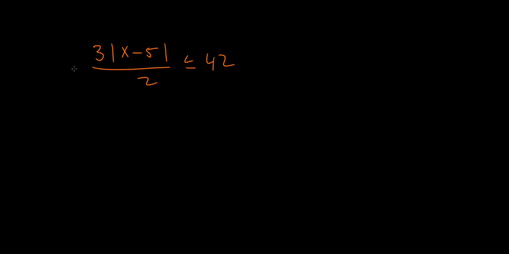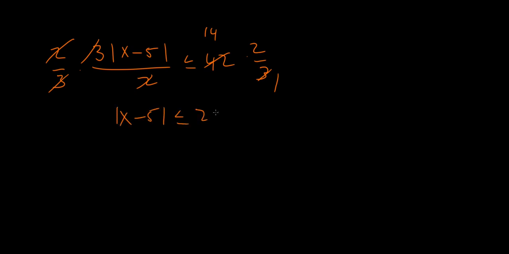We're going to multiply both sides by 2/3 just to get rid of this fraction right away. The 2/3 cancel on the left, and on the right side, the 3 cancels with the 42, and that's going to be 14. And 14 times 2 is 28, so it's going to be the absolute value of x minus 5 is less than or equal to 28. And let's do exactly what we've been doing.